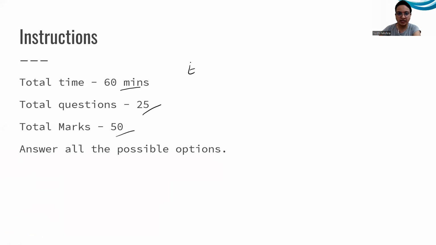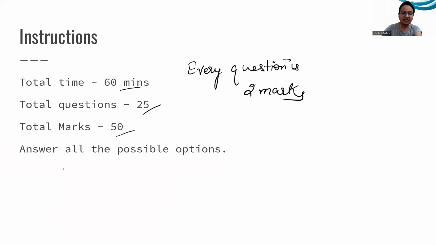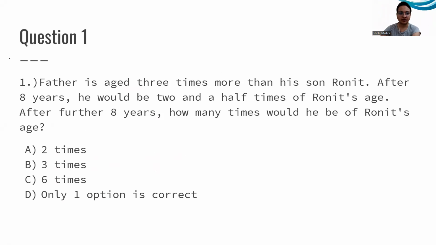Means to say every question is 2 marks. And there will be negative marking for sure because you are preparing for GATE exam. Correct. Answer all the possible options. This is very important. Answer all the possible options means every question can be MCQ or MSQ. You have to be very careful. Now, let's see the question.